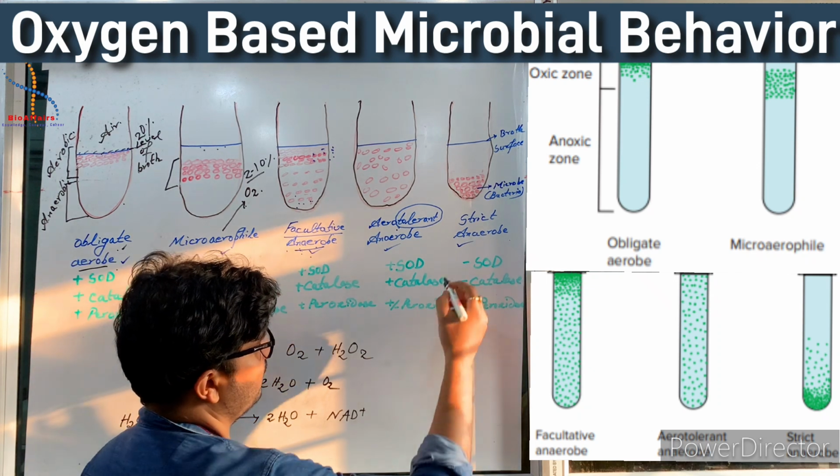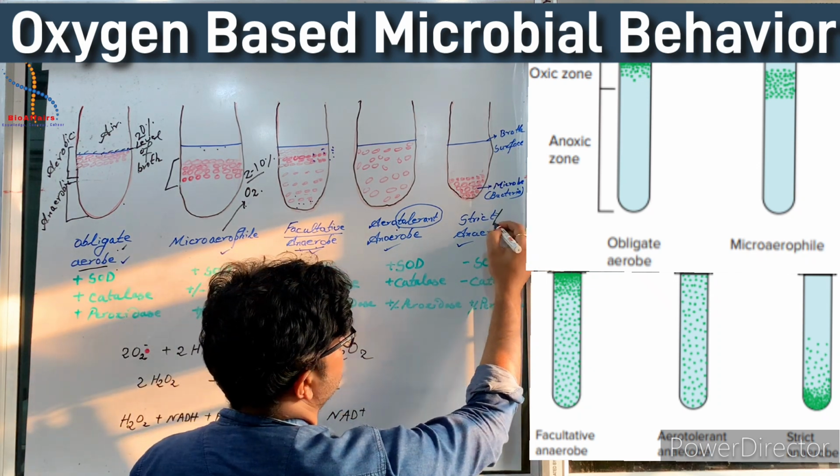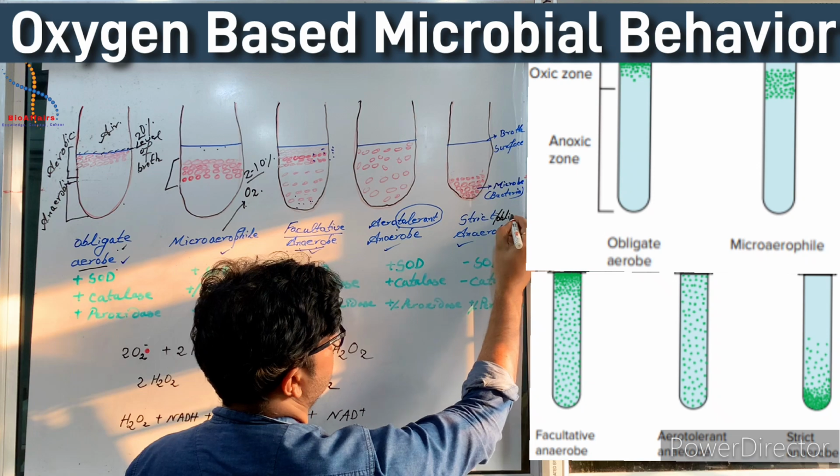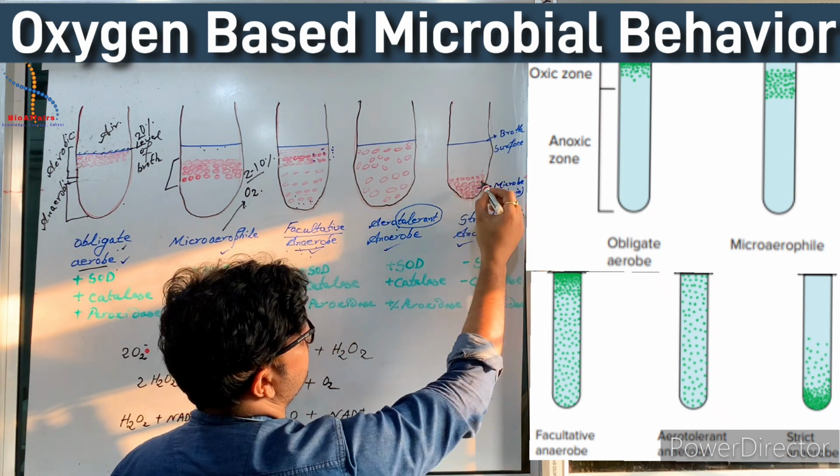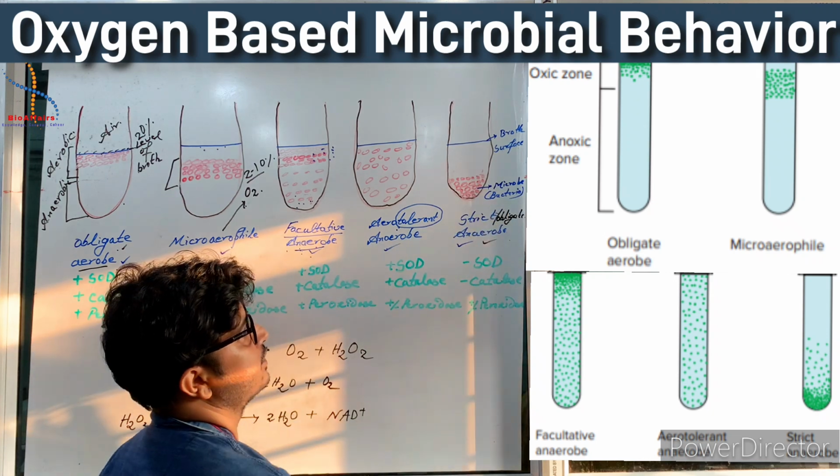Now strict anaerobe, or you can also use the term obligate anaerobe. Same thing, obligate aerobe and obligate anaerobe. Strict anaerobes will definitely grow only in anaerobic conditions.